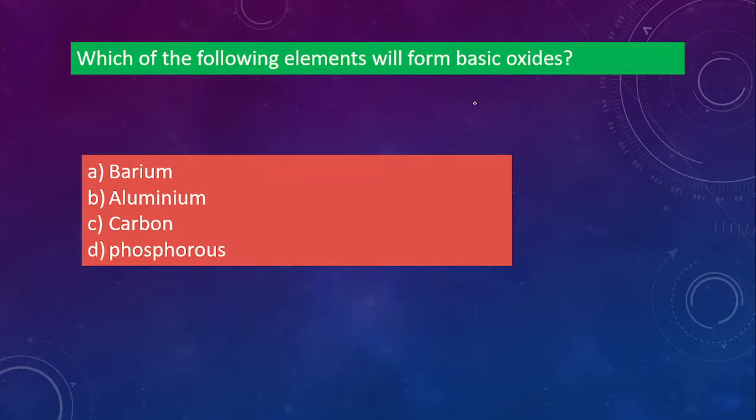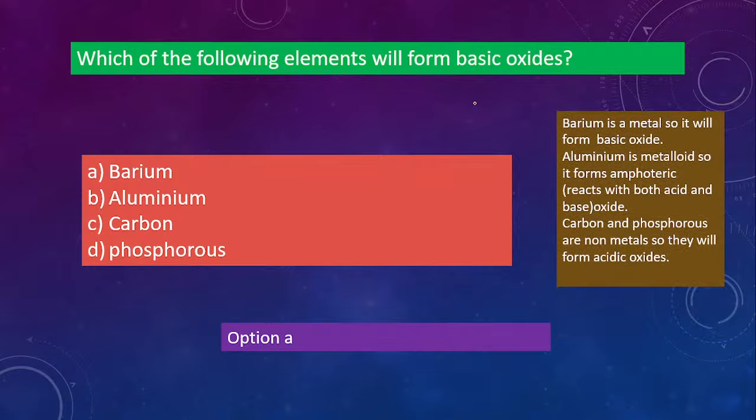Okay, Option B. What about the rest of you? B. All are going for B. Aluminium. No, it will be barium. Not aluminium, it will be barium.